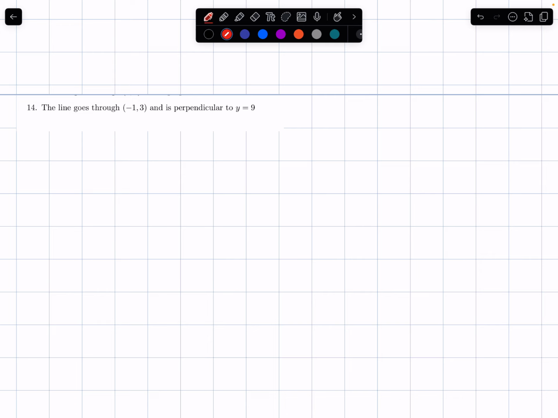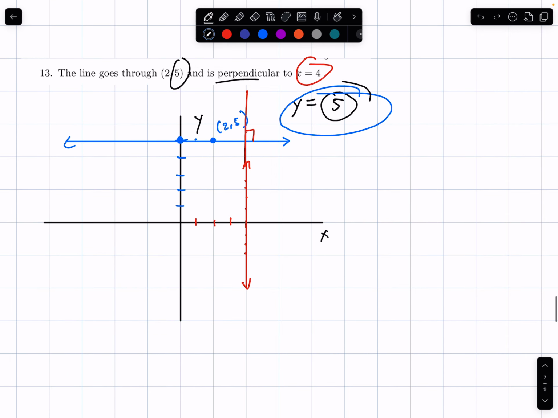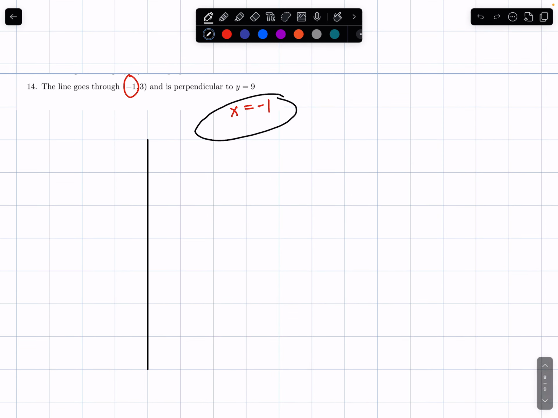Okay, the line that goes through -1, 3 perpendicular to y equals 9. It's perpendicular again, so that means it's going to have to form x equal to some number. And what is the x number? Right here. X is -1. So that's it. By the way, for both of these, I wouldn't say there's really a slope-intercept form. I suppose you could argue this is slope-intercept form because it's y equals something, but you know, the slope is 0, so it just kind of disappears. In this case, there is no slope because I have a vertical line.